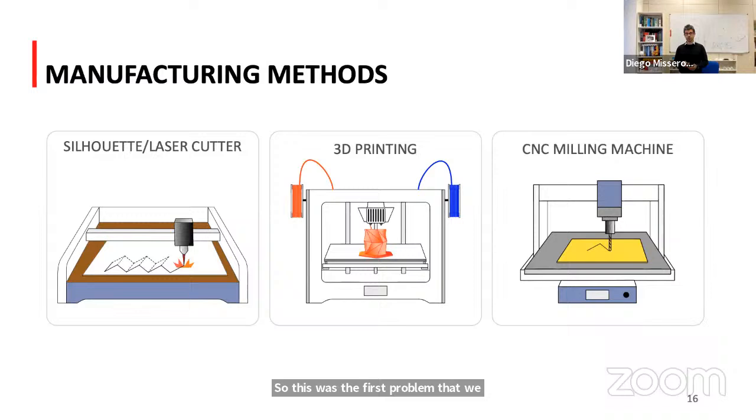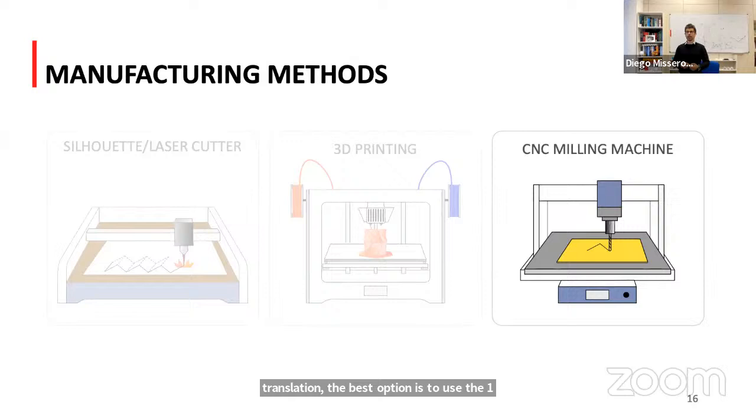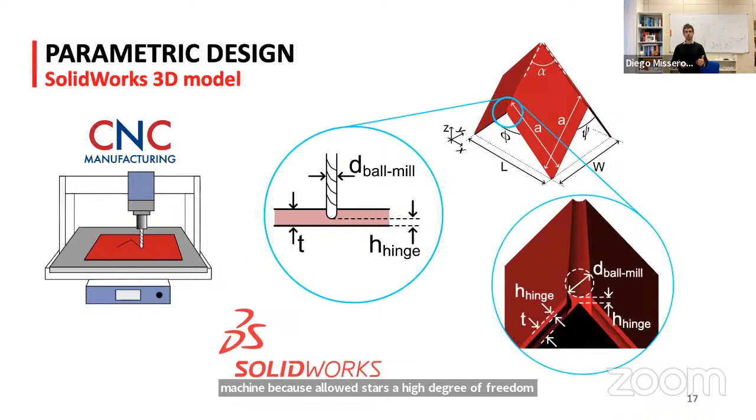This was the first problem that we faced once we decided to do the experiments, and we had several options, as you can see here. For instance, we could have used the laser cutter, 3D printing, or a CNC milling machine. But for this particular case, and especially to give evidence of the multistable behavior of this tessellation, the best option is to use the milling machine, because it allows a high degree of freedom in creating this tessellation. So what we did was a parametric design of the tessellation, and the milling machine is removing some material. So it's the opposite of what is going on with 3D printing. With 3D printing, you are adding material. With the CNC, you are removing material. You are subtracting something from the tessellation.